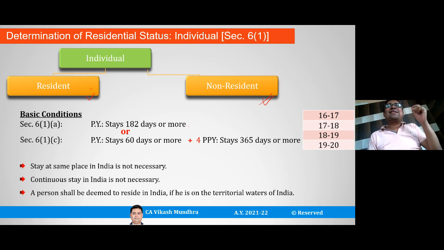What are these conditions? Section 6(1)(a) says if that individual stays in India during the previous year for 182 days or more. If that particular individual is in India for 182 days or more during the relevant previous year. Suppose Mr. X stays in India for 190 days during the financial year 2020-21. He shall be considered as a resident in India. Though he is a foreign national, a UK citizen, it hardly matters. If his stay during the particular previous year is 182 days or more, then he will be termed as a resident in India for that previous year. Be careful.